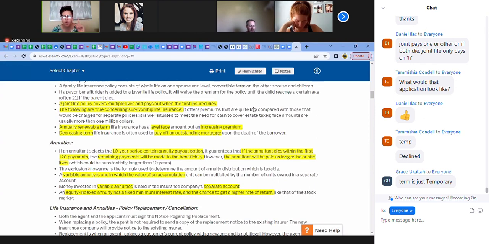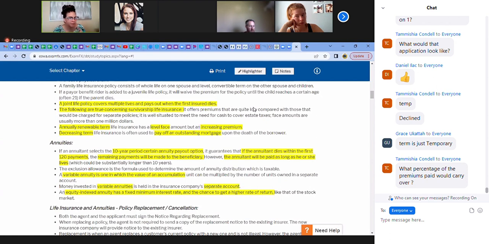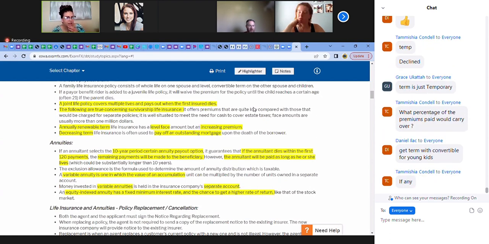Now, here's the question they ask you on the test to try to mix you up. So here's the question that they try to mix you up on the test. Will the cost of the insurance go up when you convert it?